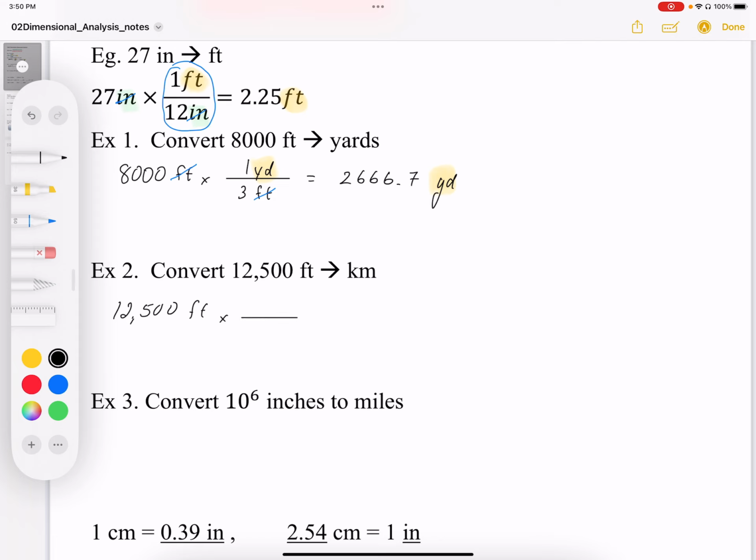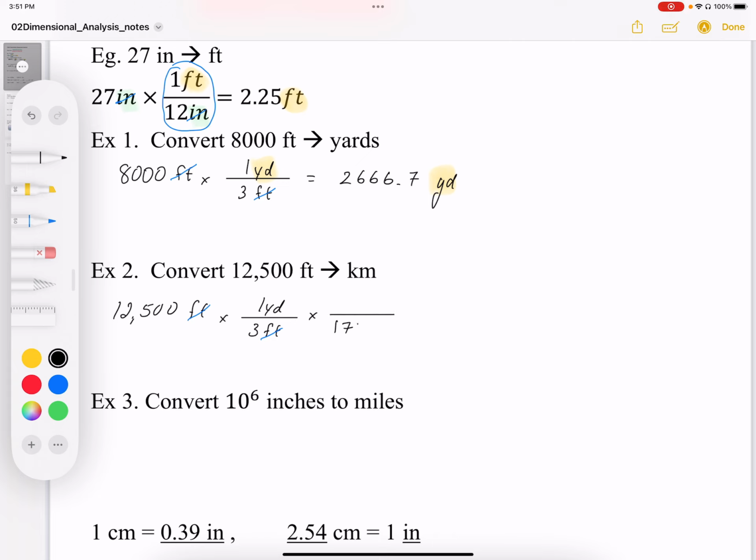To do that, I'm going to do feet to yards, 3 feet, 1 yard. The feet need to cancel out, so I have 3 feet on bottom, 1 yard on top. And these will cancel out, so now I have yards. Now I don't want to stop there. I want to continue because I need to convert those yards into miles. And I have a conversion factor on my sheet of yards to miles. It's 1 mile is 1,760 yards. I need to cancel the yards out, so I need to put the yards units on the bottom.